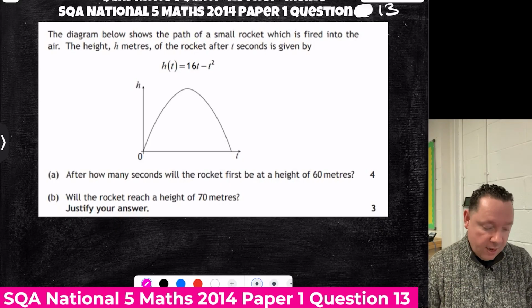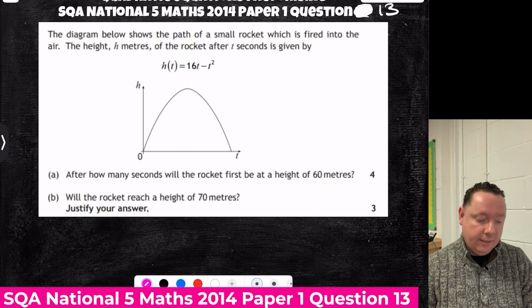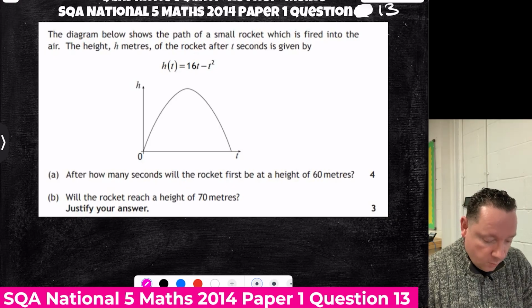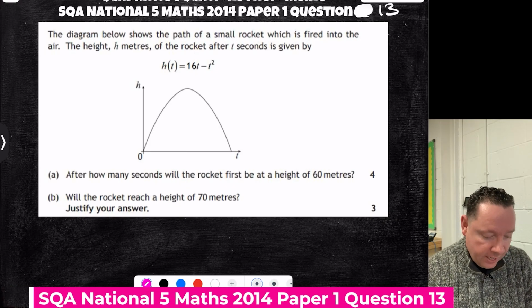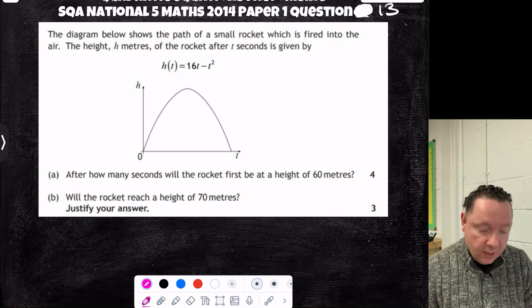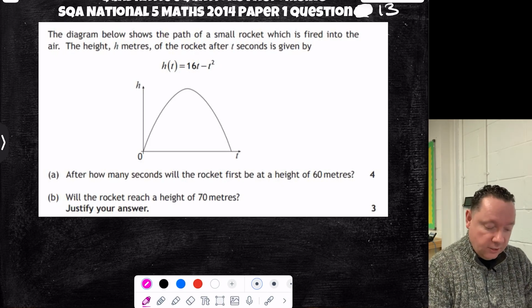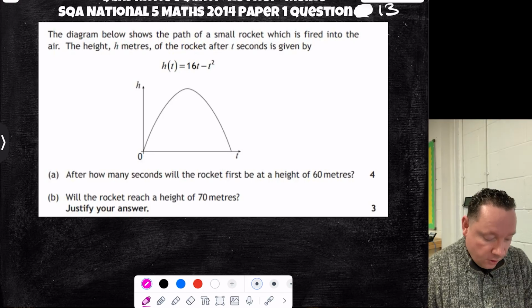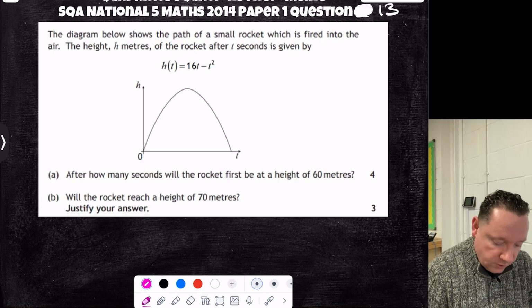It's grade answer 5 Maths 2014, paper 1, question 13. The diagram below shows the path of a small rocket, which is fired into the air. The height h of the rocket after t seconds is given by 16t minus t squared, which is a quadratic, and you can clearly see a parabola there. After how many seconds will the rocket first be at a height of 60 metres?